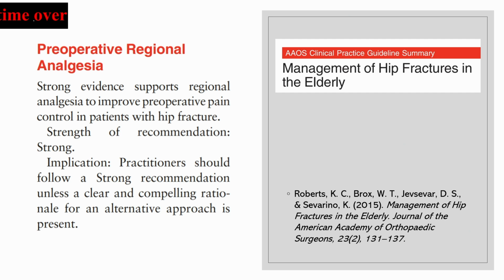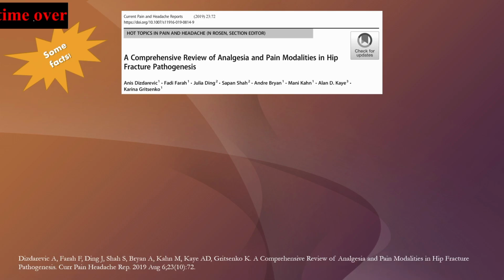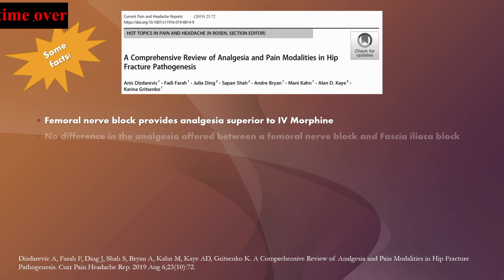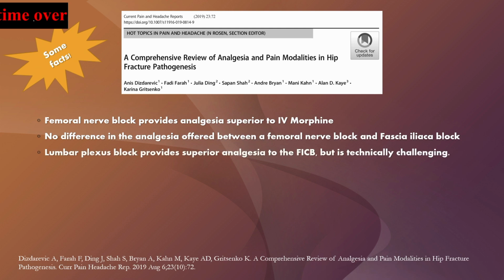What do people say? The American Association of Orthopedic Surgeons actually recommends regional anesthesia in the pre-op setting. So it's nice when your surgeons are actually recommending RA. This was another paper that looked at a review of analgesia and pain modalities in hip fractures. The femoral nerve block is superior to IV morphine, so you'd probably want to do that rather than give morphine. Fascia iliaca block and femoral nerve block give fairly the same analgesia, the fascia iliaca block predominantly being an indirect femoral nerve block.